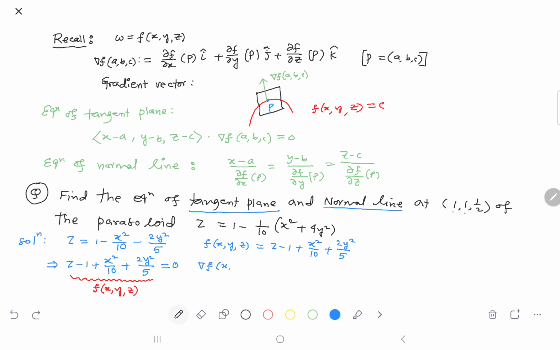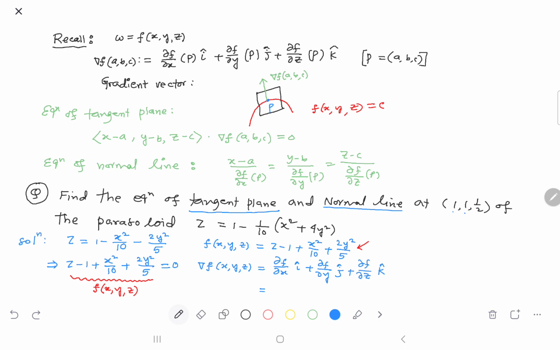So the gradient of this function at x, y, z, we know how it is given. We have to take del f del x, the partial derivative of f with respect to x, then i cap, del f del y, then j cap, and del f del z, then we get k cap. Now tell me, what is del f del x? F is this function. Take the partial derivative of this expression with respect to x.